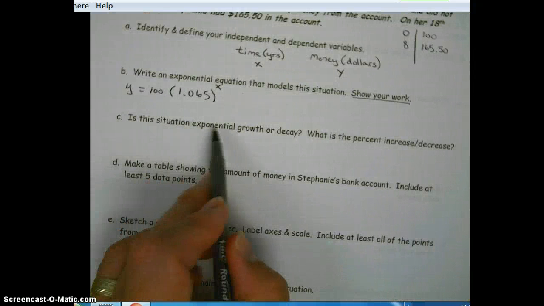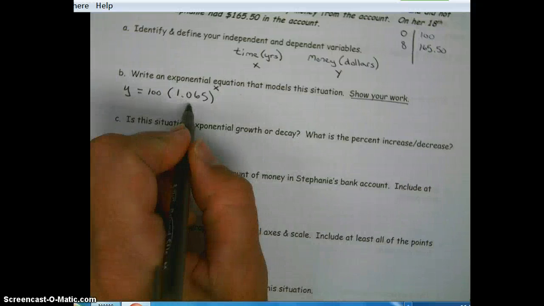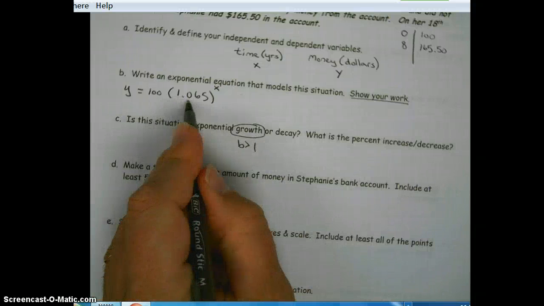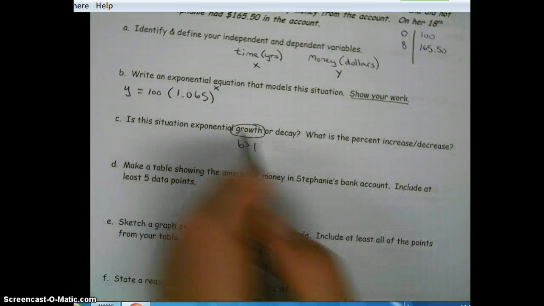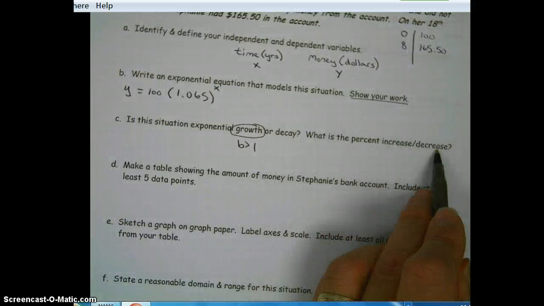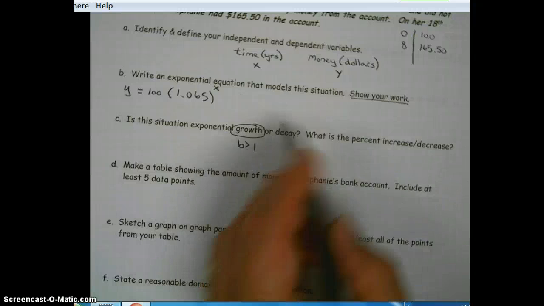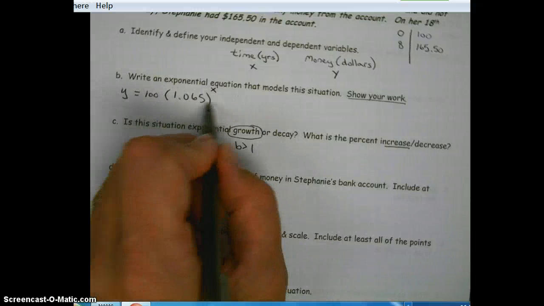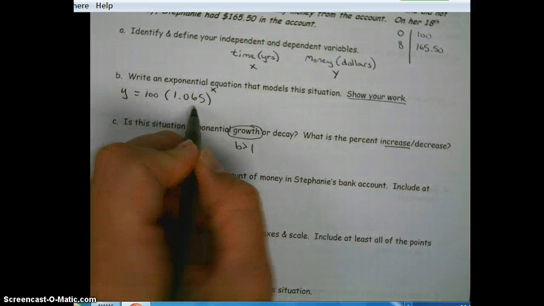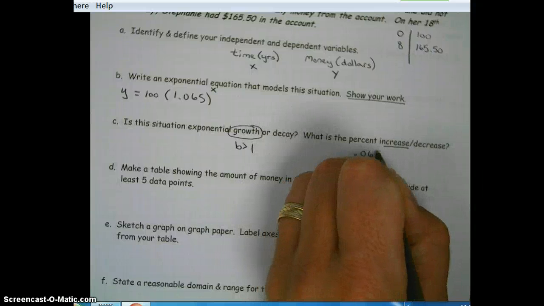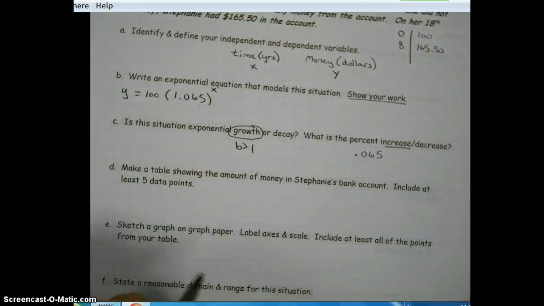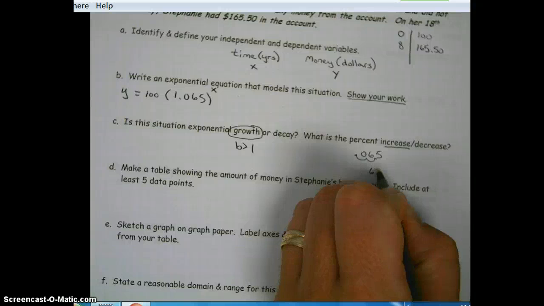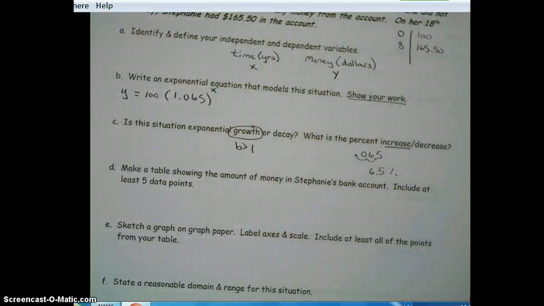C, is the situation growth or decay? Well, our B value is greater than 1, so we have a growth. Is the percent an increase or a decrease? Well, obviously it's growing, so it's an increase. It says, what is the percent? Well, we're going to look at just this part right here. 0.065 without the 1. Move the decimal over 2 places. 6.5% increase. That's how you do that.